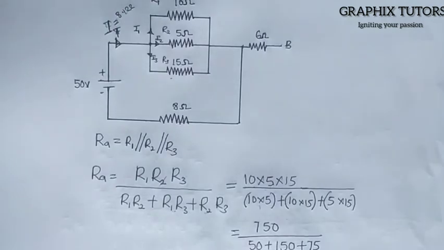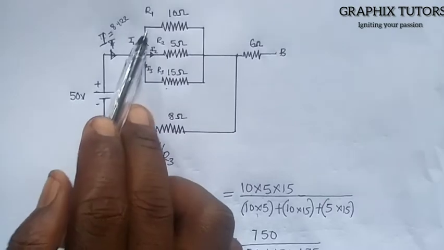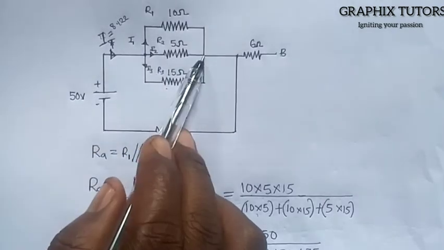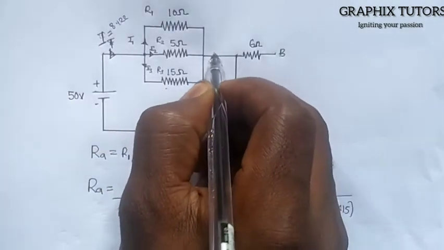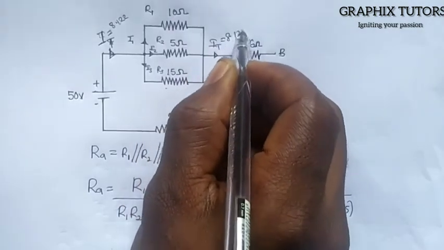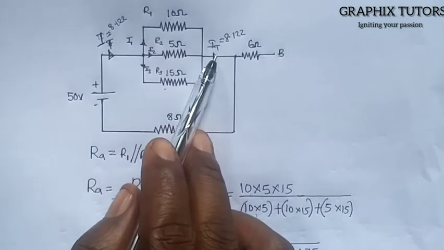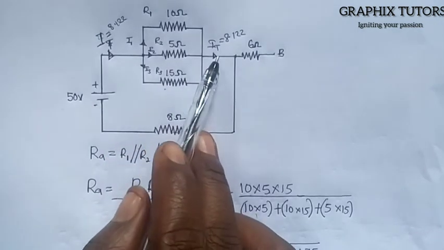Right, so that's telling us that the current that is entering this node and is spread across these resistors is the same current that will be coming here. That is I total, and that is 8.122. Here is 8.122. Here also is 8.122. Now the same thing will happen here.